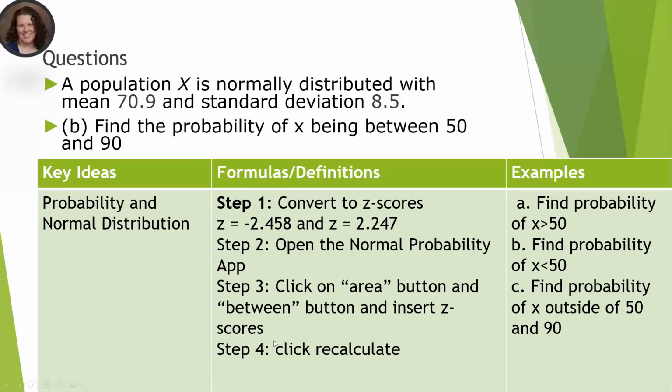Here I have the steps listed just in case you need those as a refresher. I'm going to show you 3 more problems. What's the probability that x is greater than 50? What's the probability that x is less than 50? And what's the probability that x is outside of 50 and 90? Remember, we converted 50 to a z-score, and 50 as a z-score is negative 2.4, and 90 as a z-score is 2.247. We're going to use these in our normal probability app. So go back to that probability app with me and let's talk.